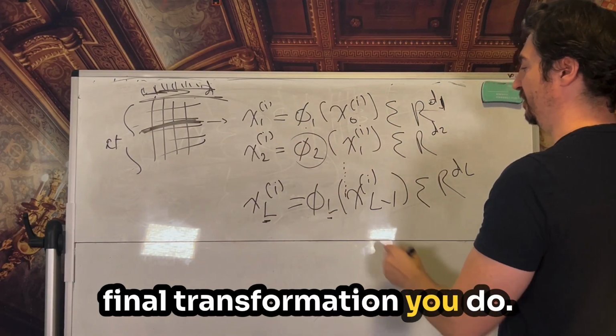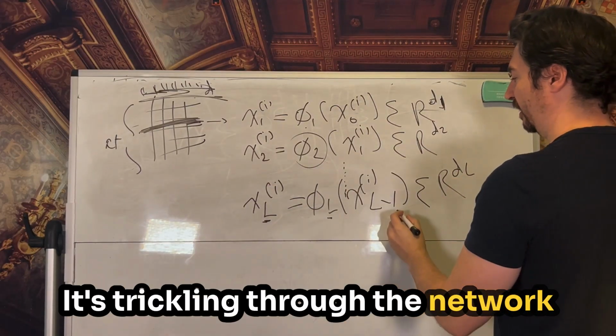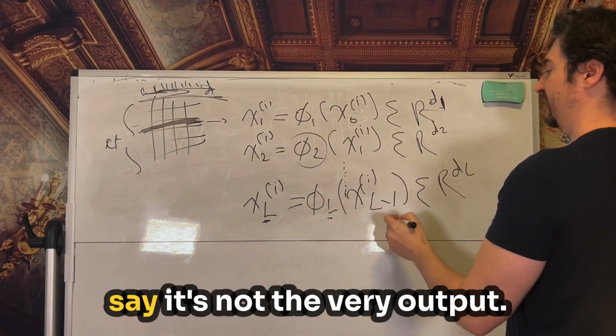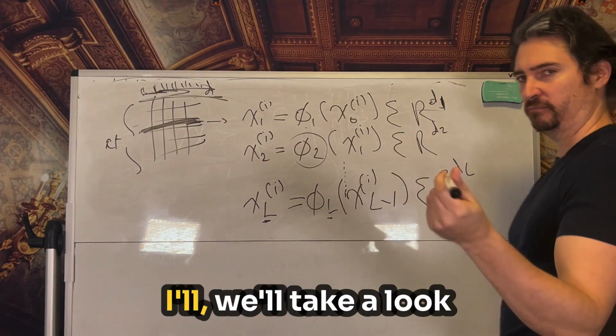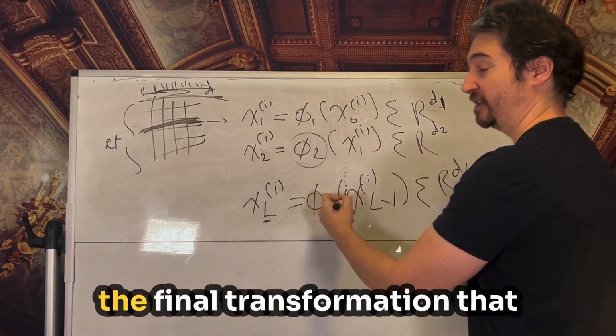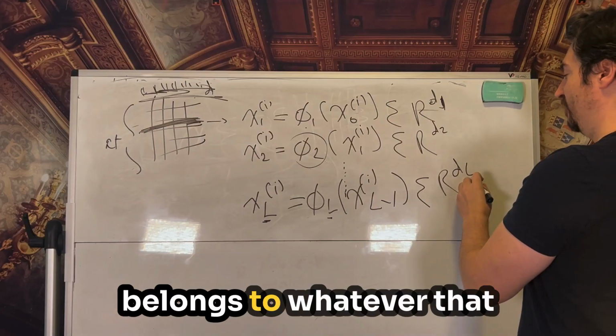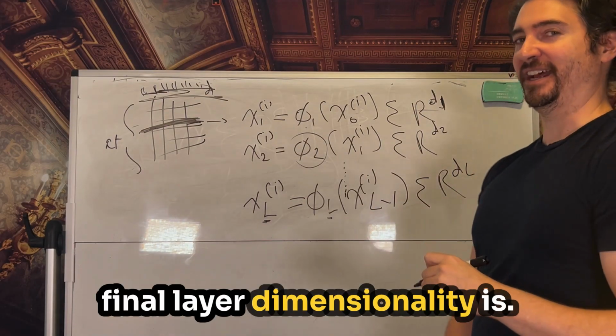big L, whatever final transformation you do. Again, we're still looking at the same data. It's trickling through the network. L minus 1, because we could say it's not the very output. We'll take a look at the diagram later. It's just before you get to the output, this is the final transformation that happens, and its dimensionality belongs to whatever that final layer dimensionality is.